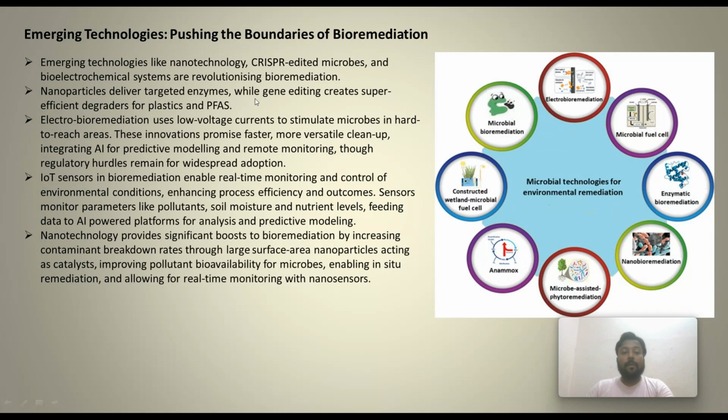Electrobioremediation uses low voltage currents to stimulate microbes in hard to reach areas. This innovation promises faster, more versatile cleanup, integrating AI for predictive modeling and remote monitoring, though regulatory hurdles remain for widespread adoption. IoT sensors in bioremediation enable real-time monitoring and control of environmental conditions, enhancing process efficiency and outcomes. Sensors monitor parameters like pollutants, soil moisture, and nutrient levels, feeding data to an AI-powered platform for analysis and predictive modeling.